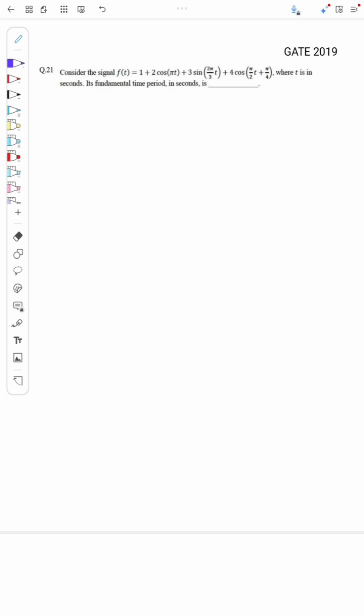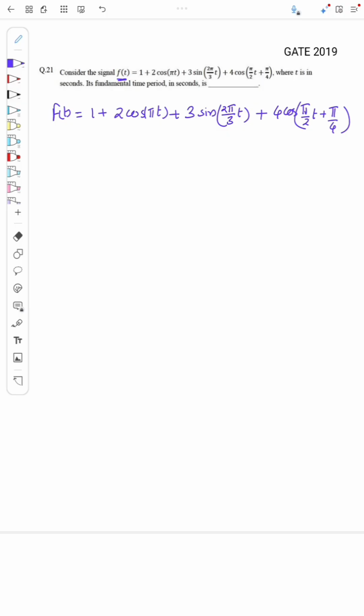So we need to find what is the time period of the signal f of t. So let me write f of t here. f of t equal to 1 plus 2 cos pi t plus 3 sin 2 pi by 3 t plus 4 cos pi by 2 t plus pi by 4.